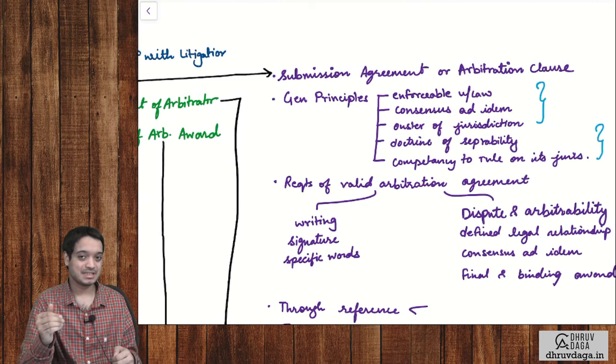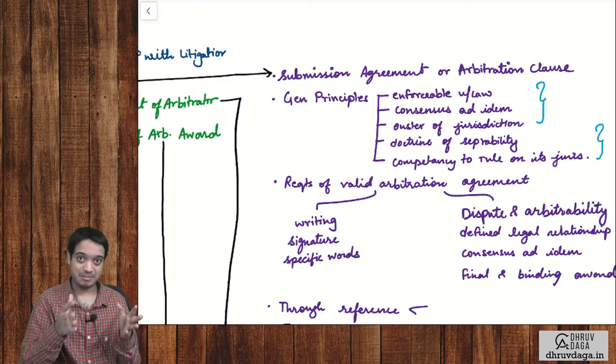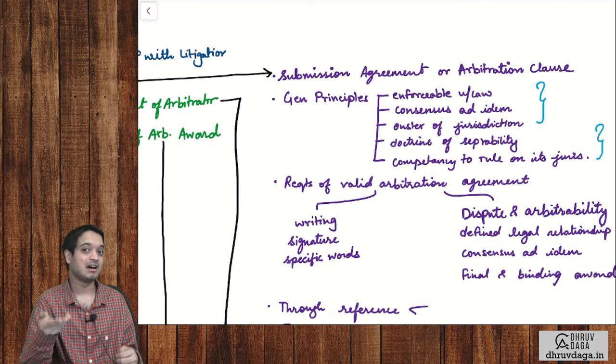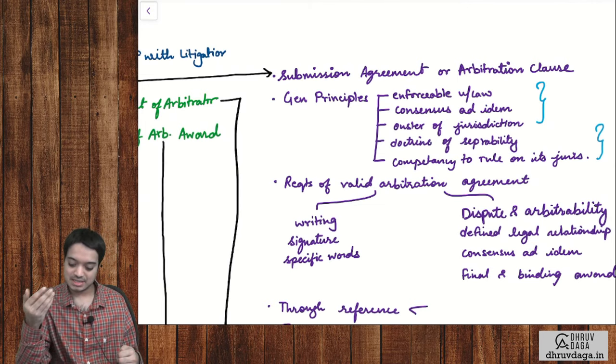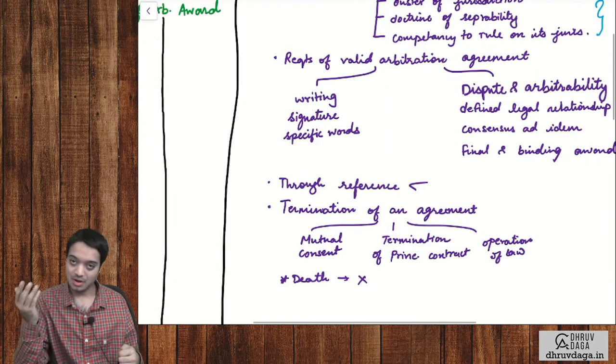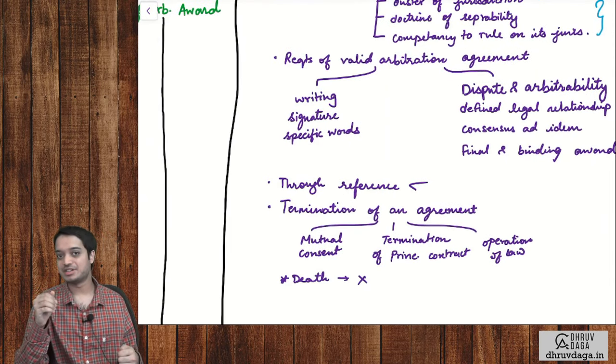That takes us to the last point, competence to rule on your own jurisdiction. Whether the arbitration agreement is valid or not can itself be decided by the arbitrator himself. That's why he is competent to rule on his own jurisdiction. What are the requirements of a valid arbitration agreement?